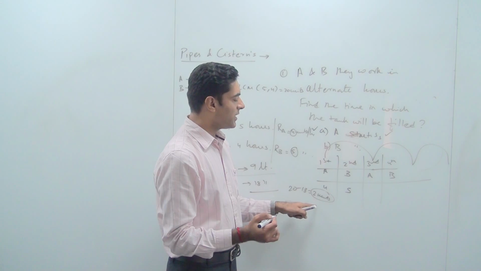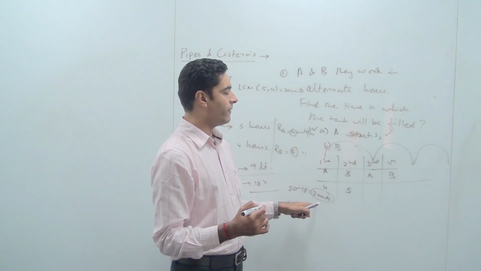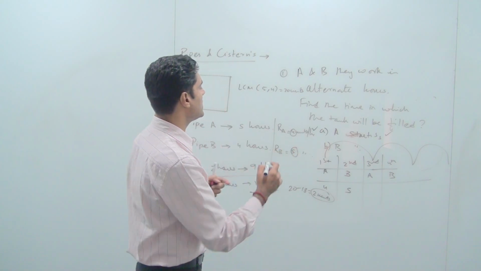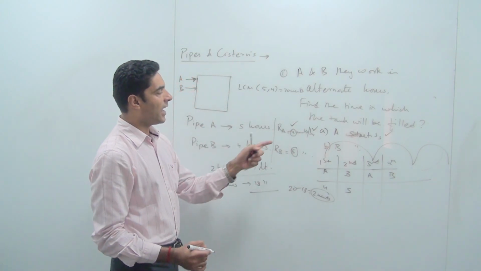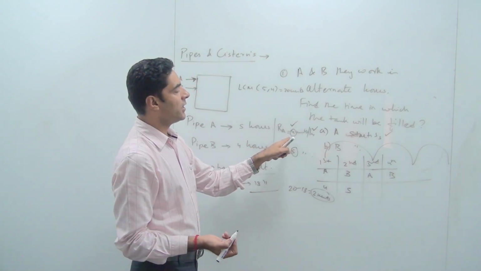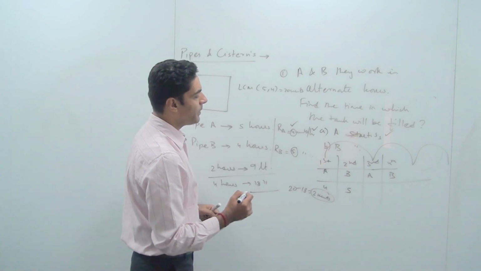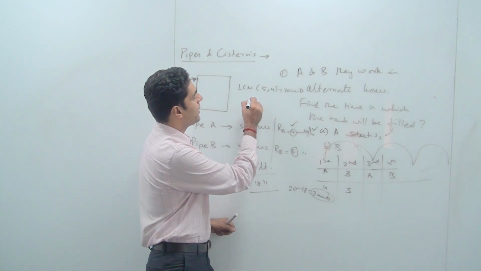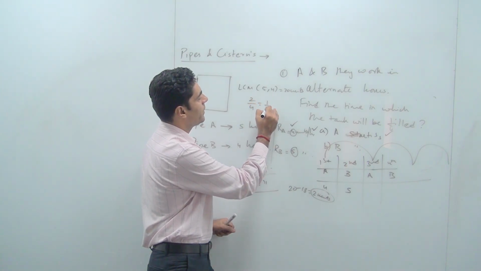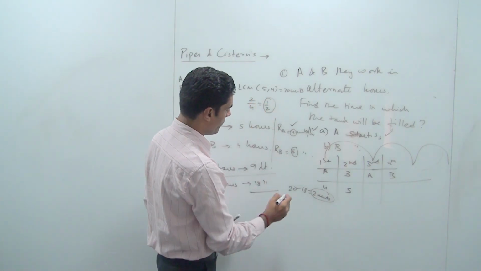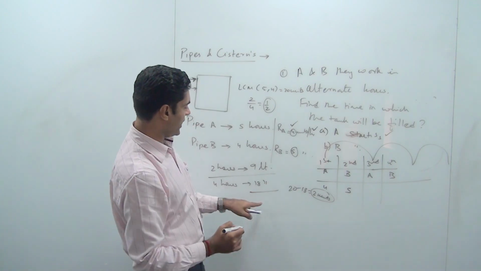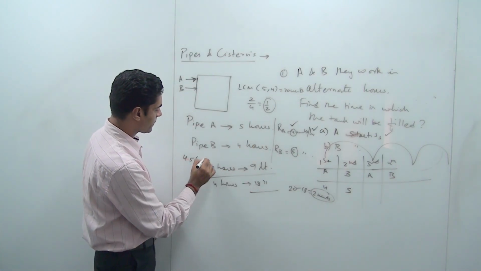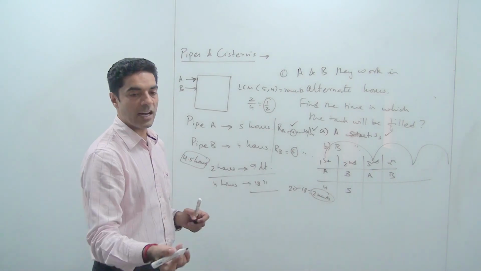So the remaining 2 units will be getting filled in the 5th hour, and in the 5th hour the pipe which is working is A, and the rate of A is 4 units per hour. So the time taken by A pipe to fill the remaining 2 units will be 2 divided by 4, which is nothing but 1 by 2. So total time taken will be 4 hours, which was already done, plus half, which will come out to be equal to 4.5 hours. This is when A starts.